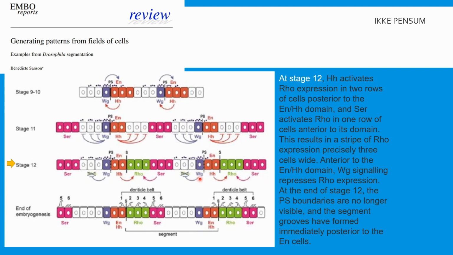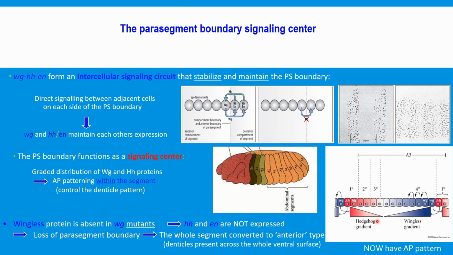Because as it moves here, wingless is closer, the source of wingless signaling is closer, and will block the effects of hedgehog indirectly. So that's why the gradient looks like this. I hope that makes sense.